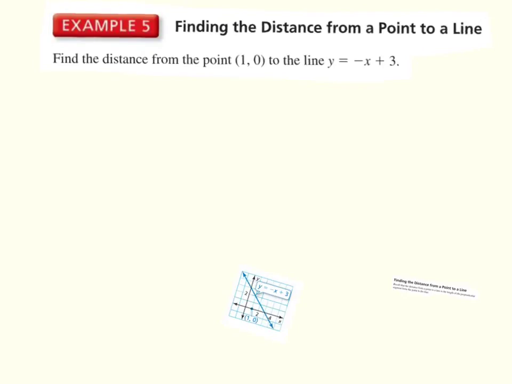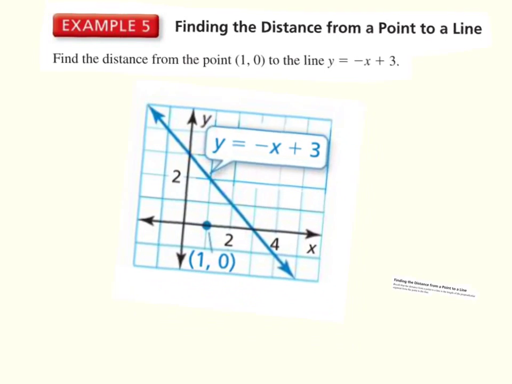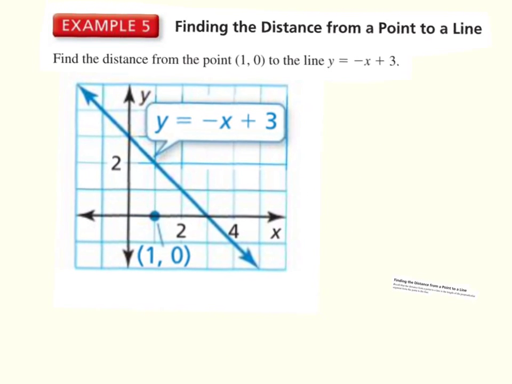So this will be example 5. This will be the last example for 3.5. What we're going to do here is find the distance from a point to a line. The example says, find the distance from the point (1, 0) to the line y equals negative x plus 3. If you look at this graph right here, I want to find the distance from this point to the line.